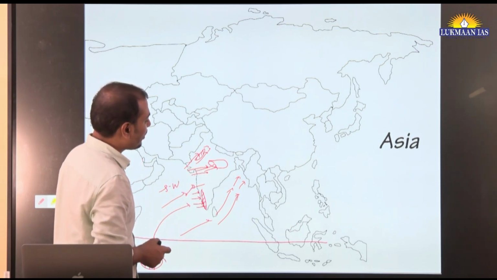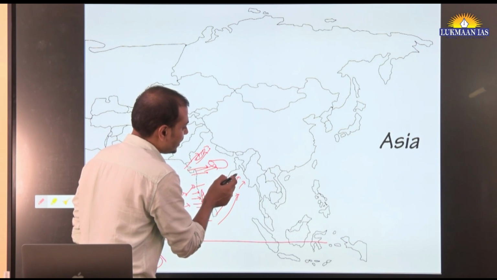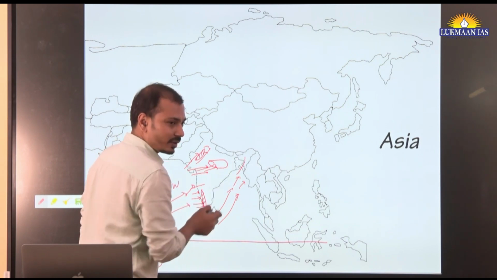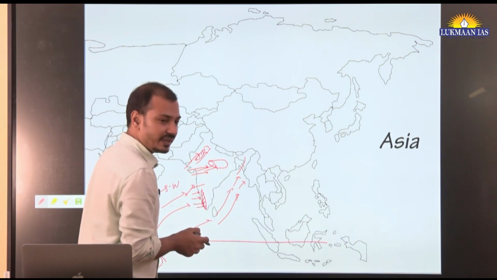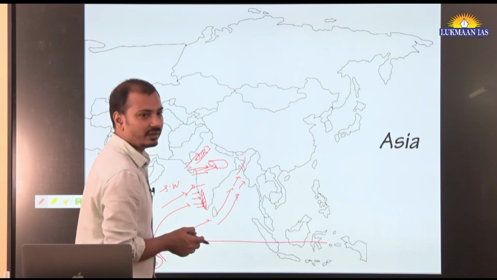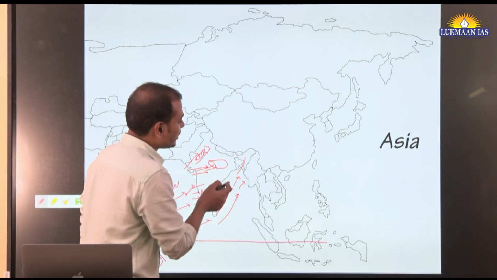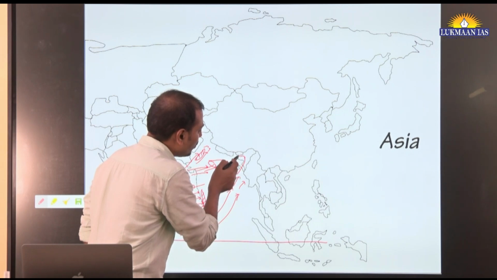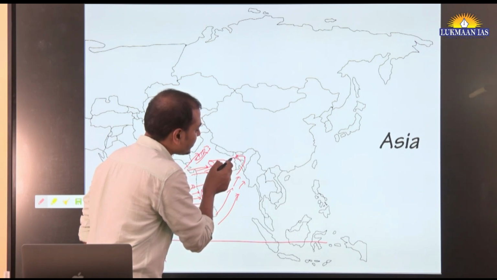Okay, now what happens to this branch? It will move to the northeast like this, and because of eastern Himalayas and the northeastern hills, there is a kind of movement created like this.